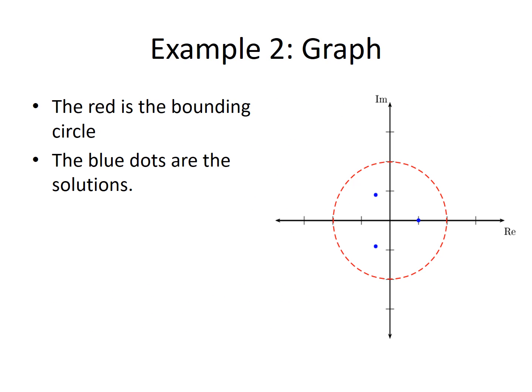The red circle that you see in the graph here is this bounding circle or disk. The blue dots are the actual solutions to the polynomial in the complex plane. If you notice, my axes are labeled with the real axis being horizontal, the imaginary axis being vertical, and the blue dots again are the solutions, and the red dashed circle is the result of our bounding circle. All of the solutions have to be inside this disk according to the theorem.